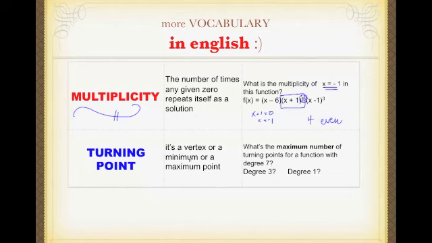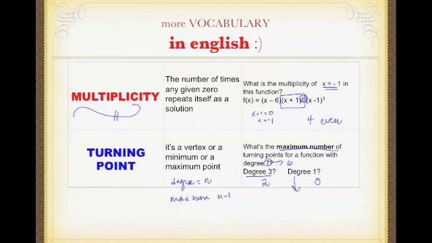Okay, a turning point, it's a vertex, minimum or maximum point. So what is the maximum number of turning points for a function of degree 7? The maximum number is basically, if the degree equals n, the maximum turns is n minus 1. So here, if it's a degree of 7, the max turns would be 6. For degree of 3, the max turns is 2. And degree of 1, the max turns is 0.